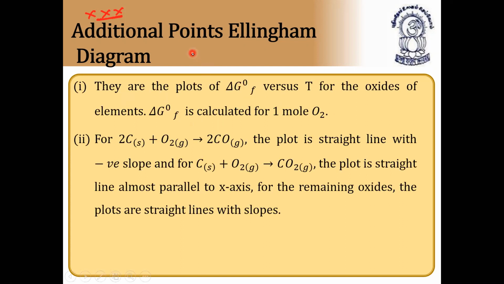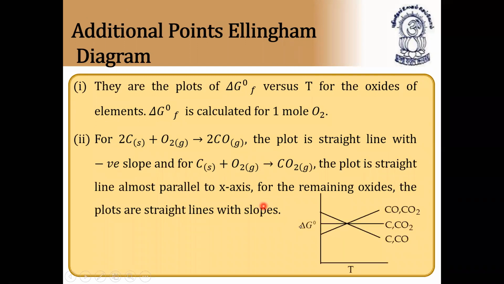What are the Ellingham diagram points? First point, they are plots of standard free energy change versus temperature for the oxides of elements. Delta G, that is standard free energy, is calculated for 1 mole of oxygen. So for 2 moles of carbon plus 1 mole of oxygen to give 2 moles of carbon monoxide, the plot is a straight line with negative slope. And for carbon to carbon dioxide, the plot is a straight line almost parallel to the x-axis. For the remaining oxides, the plots are straight lines with slopes. So this is the information regarding the Ellingham diagram.